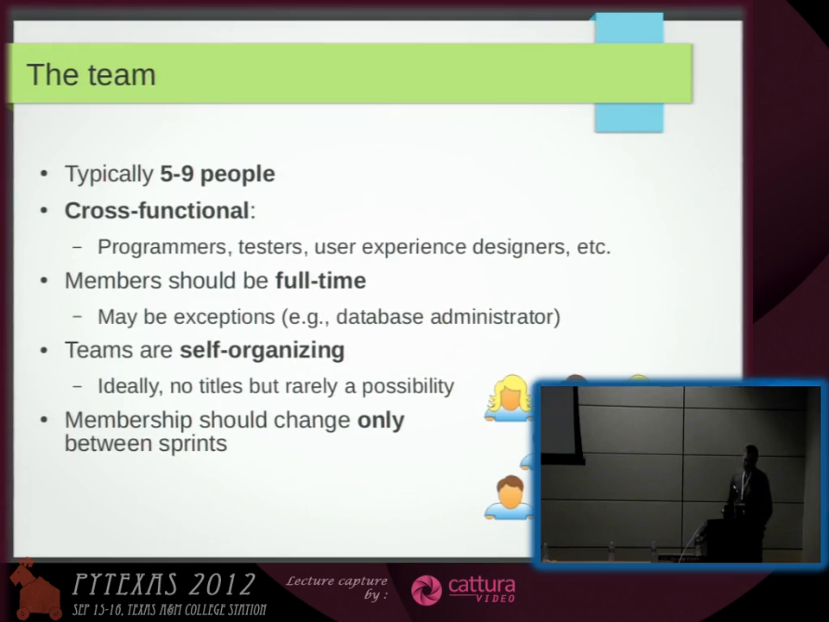The team is typically 5 to 9 people. In an ideal world, all the team members should be cross-functional, so they should be programmers, testers, GUI designers, user experience designers, anything you can think of. It's not the real life, but that's the ideal. All the members should be full-time. That's, again, the ideal preference, so you don't have people who say, I'm a member, but I'll come when I come. You want your team to be in a position where they can rely on a team member.